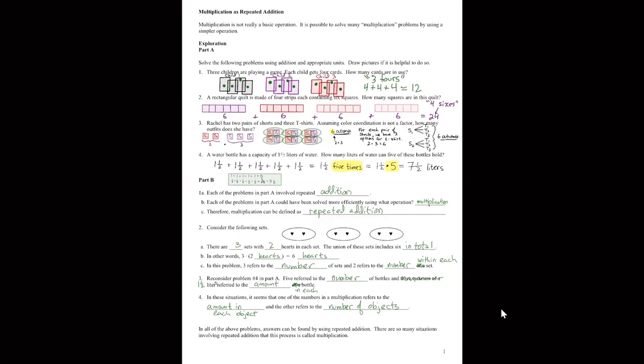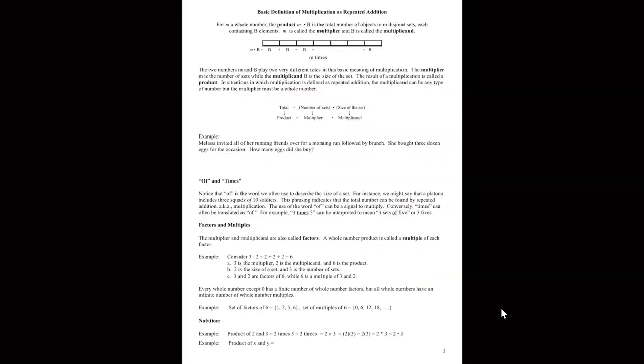All right, so that was intended to be kind of an intro to the concepts within multiplication. What we want to be able to do is start applying that information, but we're going to do that in a sort of case-by-case basis. So the basic definition: for M a whole number, the product M times B is the total number of objects in M disjoint sets, each containing B elements. M is called the multiplier and B is called the multiplicand.